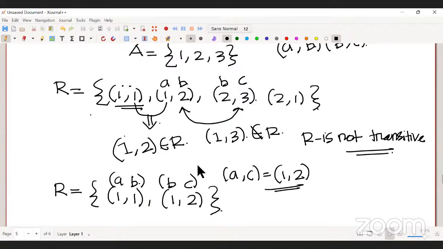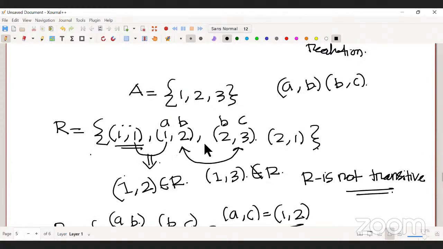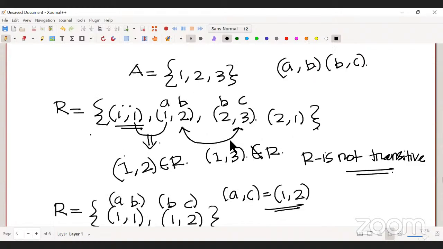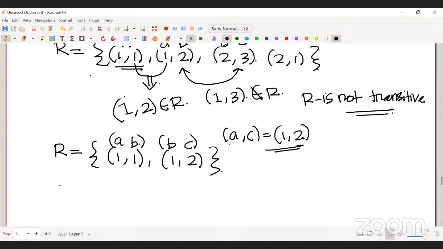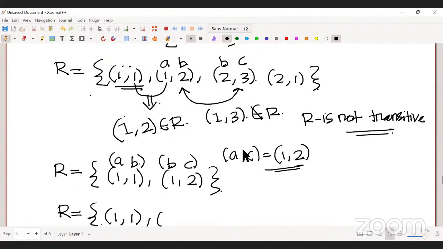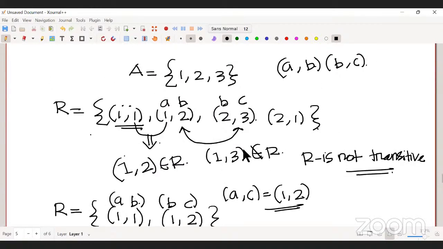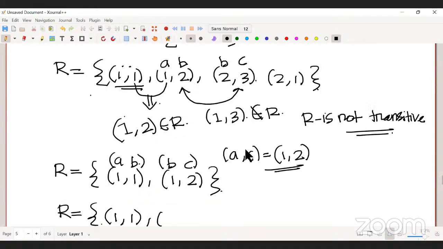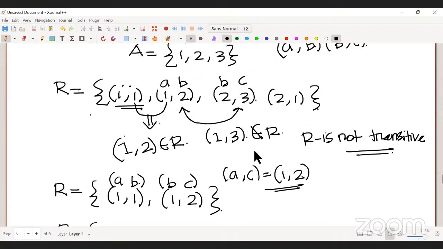Excuse me, sir. I have one doubt, sir. In 1 comma 1 there is an identical element. There is also 1 comma 1 in A comma B, B comma C. So it's transitive, sir. It can also have 1 comma 1: A comma B equal to 1 comma 1, B comma C equal to 1 comma 1, so A comma C is also 1 comma 1. So it's transitive.